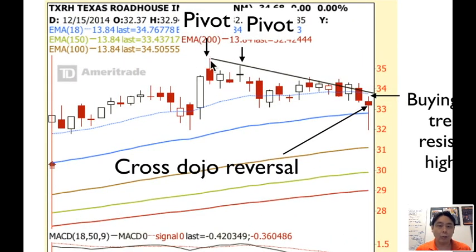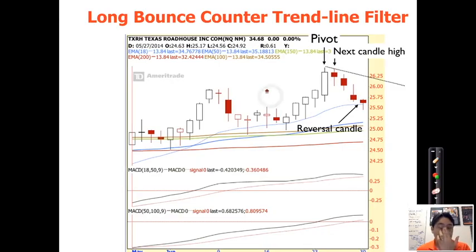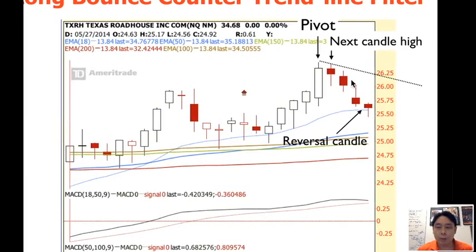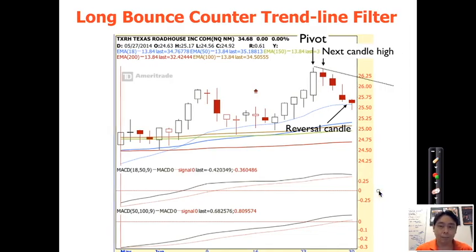Okay. Now, what if there is no second pivot? Right. So you connect it to the highest pivot, but there's no second pivot. Then what do you do? Well, the answer, which I mentioned earlier, is this. If there's no second pivot, you connect the highest pivot to the high of the next candle. All right. So in this case, you connect this to this. That is your counter trend line. Okay. So we have to draw counter trend lines to filter the bad trades out.